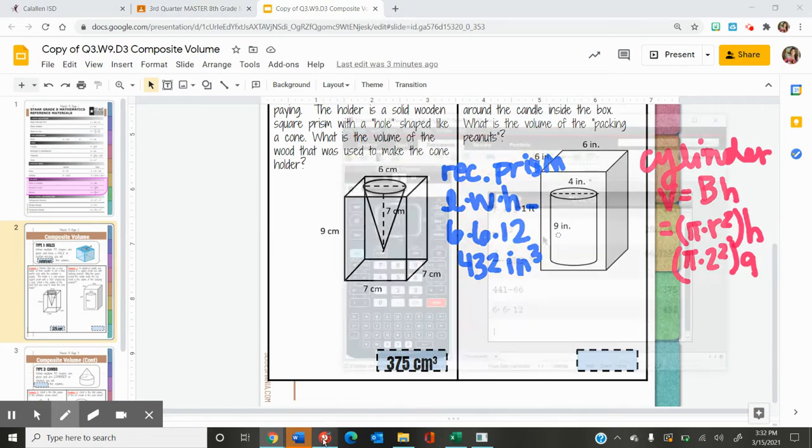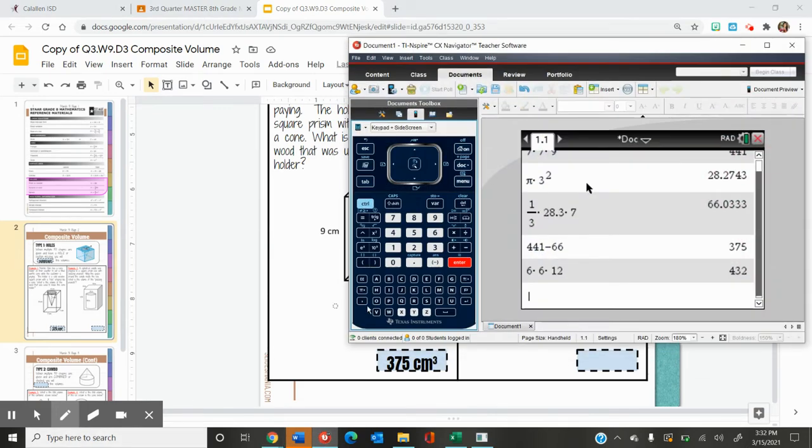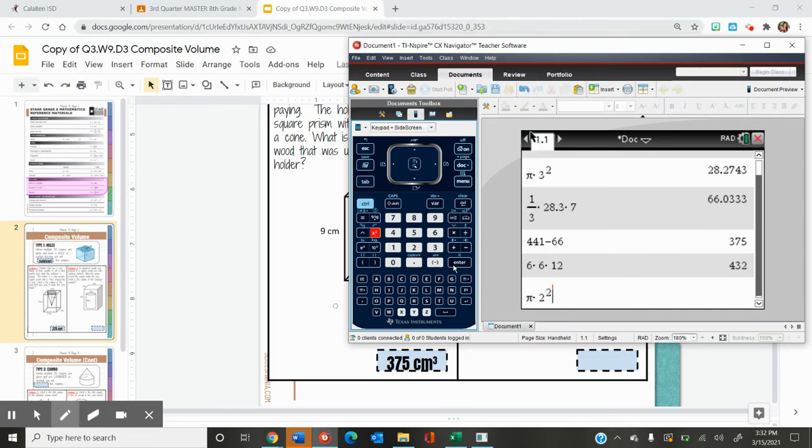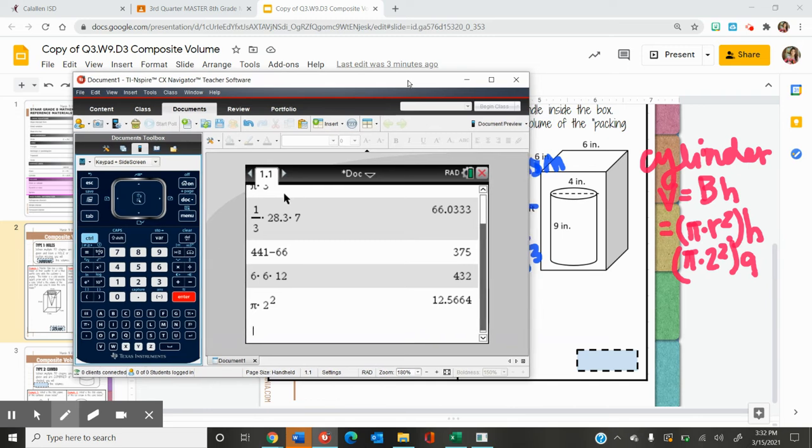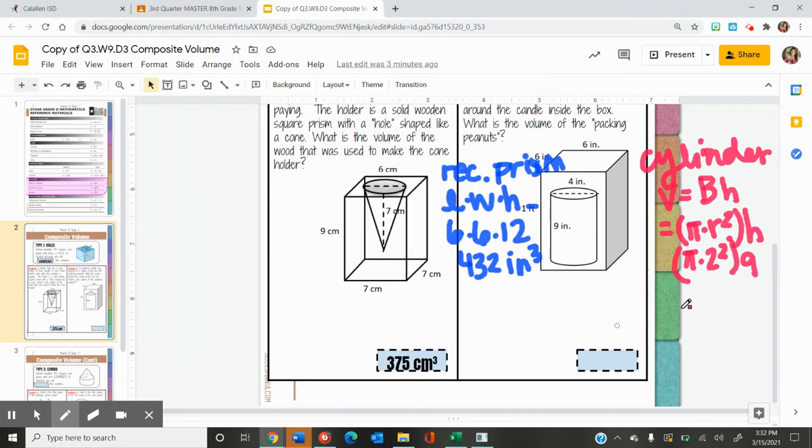So first, I'm going to go ahead and put pi times 2 squared. So that's 12.56, which I'm going to round to 12.6. So this is going to be 12.